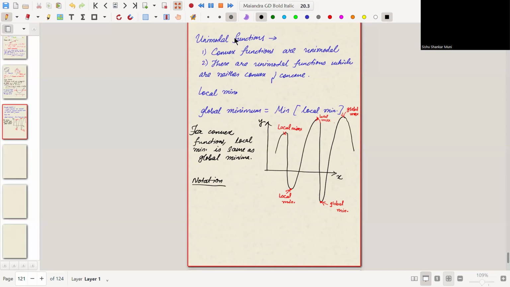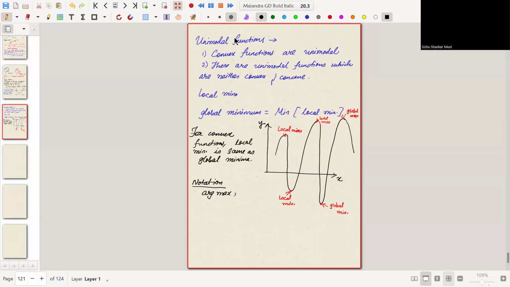Quite often I will write something like arg max or arg min. What does it mean if I write like this? It stands for the arguments of the maxima, abbreviated as argmax. Similarly, argmin is the argument of the minimum.